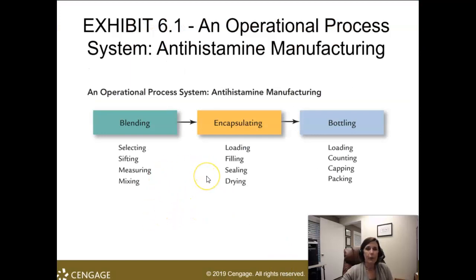Here is an example from, of all things, an antihistamine manufacturing company. And this describes the various processes that the antihistamine may go through during its manufacture.